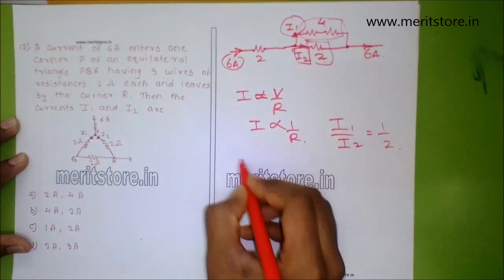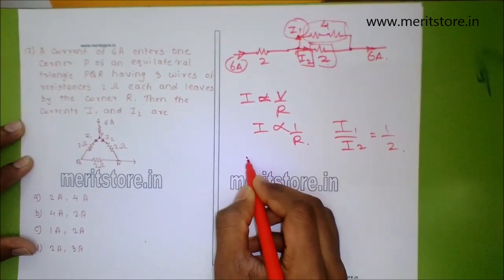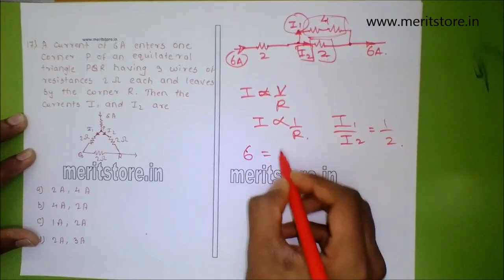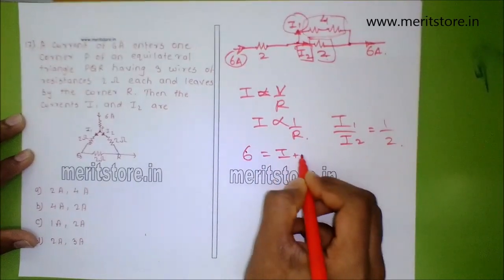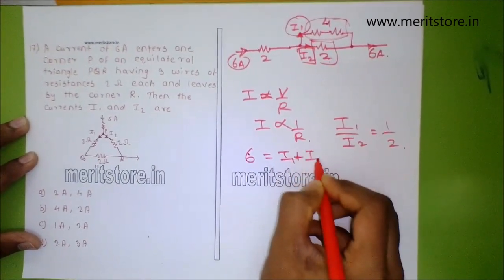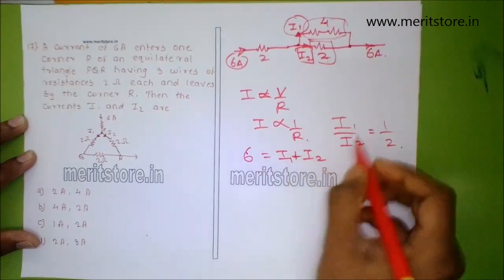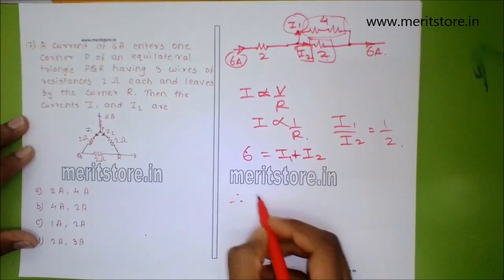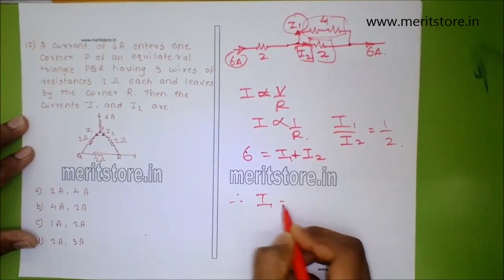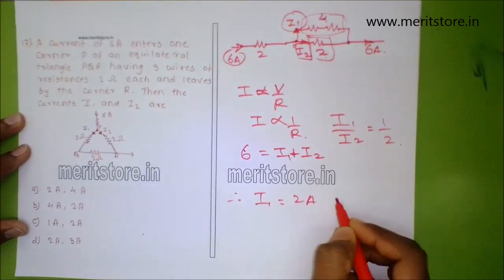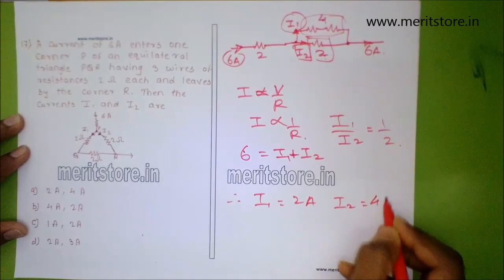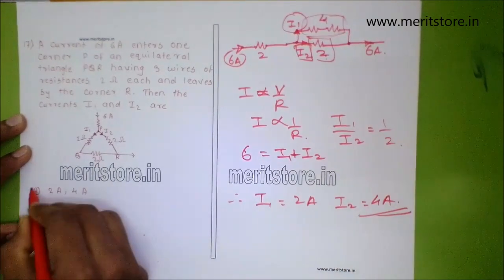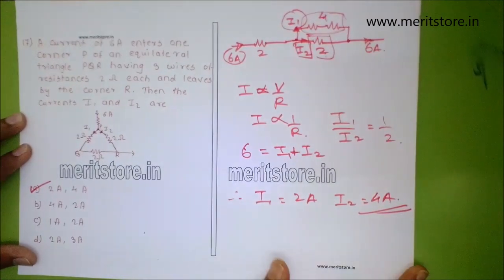So I1 and I2 are in the ratio of 1:2, and also by Kirchhoff's junction law, 6 amperes is divided as I1 plus I2. Therefore I1 plus I2 is 6 and I1 upon I2 is half. When we solve these 2 equations, we get I1 is equal to 2 amperes and I2 is equal to 4 amperes, which is option A. Option A is the correct answer.